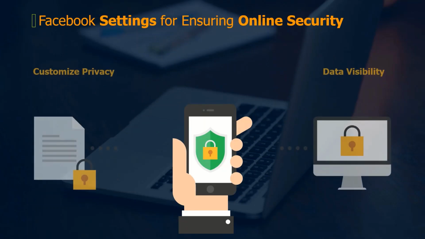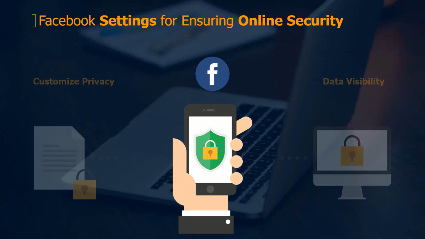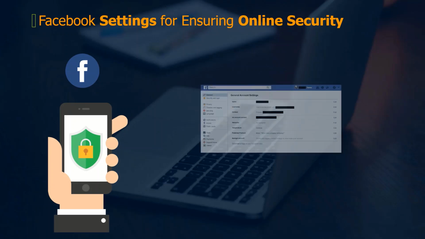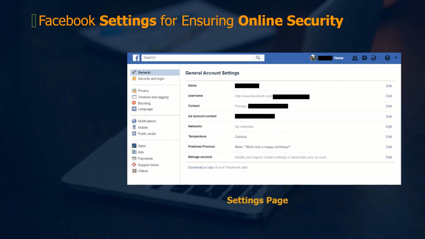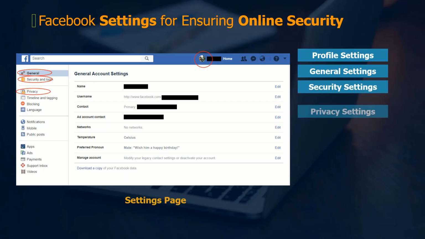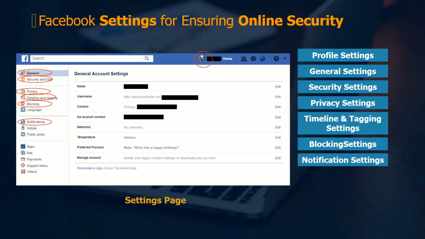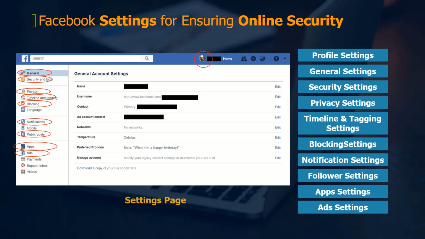You can customize privacy and data visibility in Facebook to enhance security. To keep your account safe and secure from any undesirable activity, you can configure appropriate options on the settings page. You can enhance your online privacy on Facebook by customizing these settings: profile settings, general settings, security settings, privacy settings, timeline and tagging settings, blocking settings, notification settings, follower settings, apps settings and ads settings.